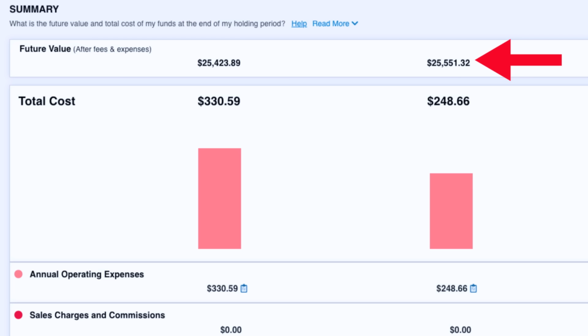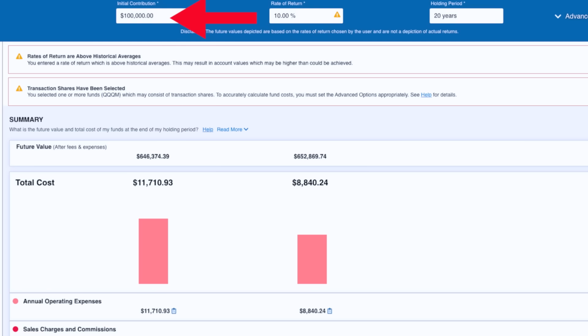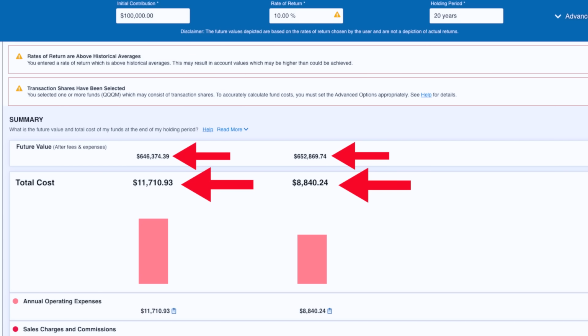In total, I would have paid $330 in total cost to QQQ as compared to $248 to QQQM. Remember, this is just by investing $10,000. If you are investing a lot more, like $100,000 over 20 years, the difference in final value and total cost would be a lot bigger.